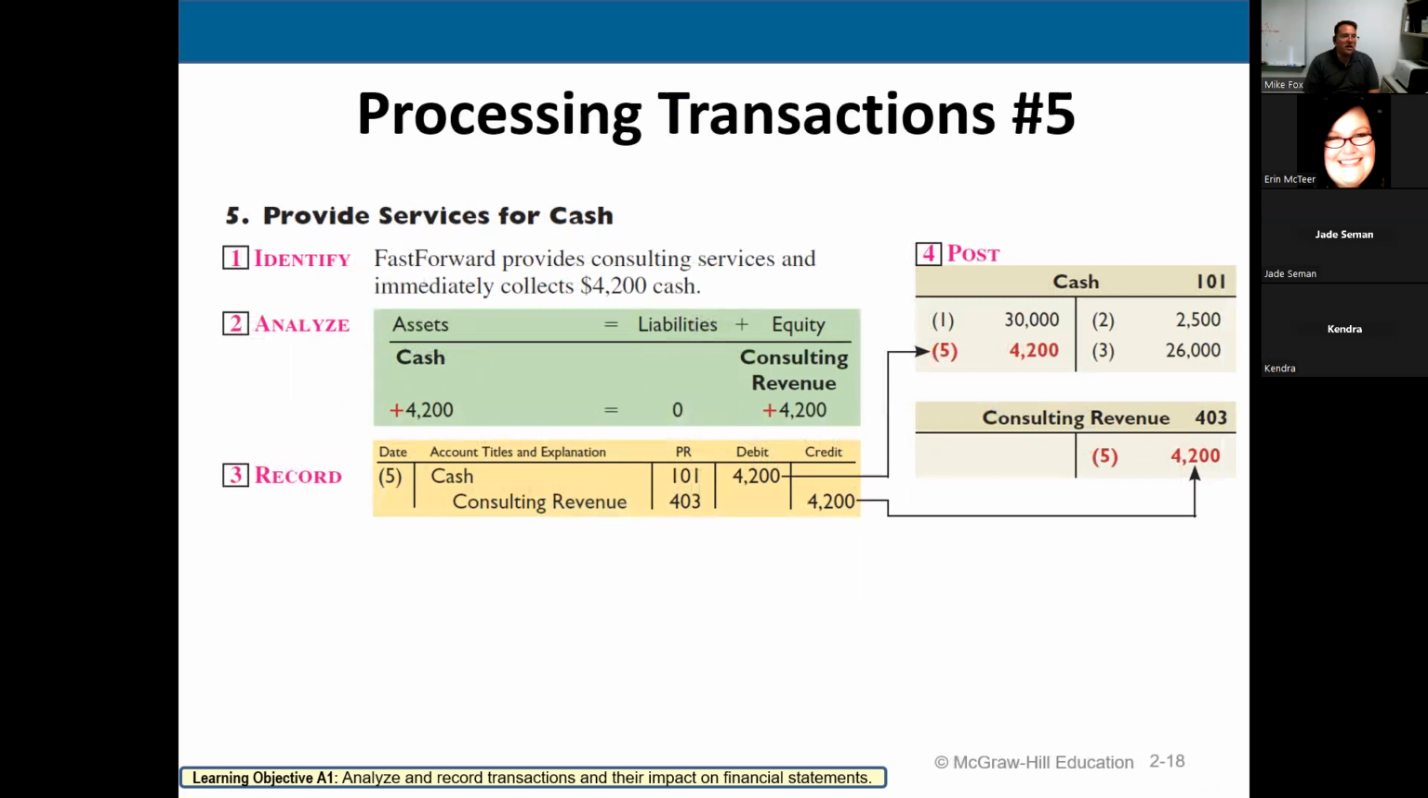Finally, we're going to earn some money here. Transaction 5, we provide consulting services and we immediately collect cash of $4,200. So I have an asset, cash, going up, and then my equity is going up because I earned revenue. So revenue is going to go up by 4,200. Again, I remember the rules. Assets increase with a debit. Revenues increase with a credit. And so I'll debit cash 4,200 and credit consulting revenue, and then post them to the ledger.